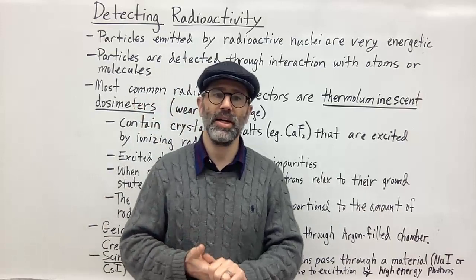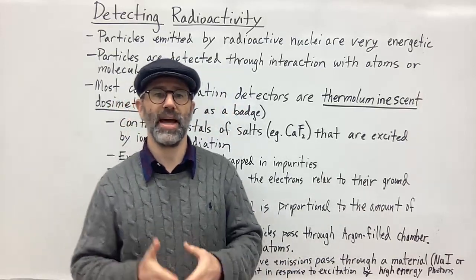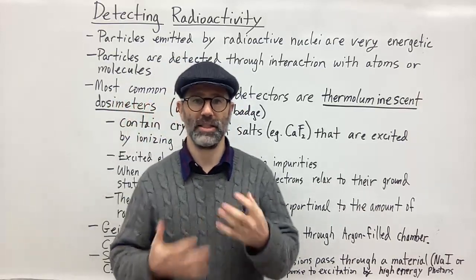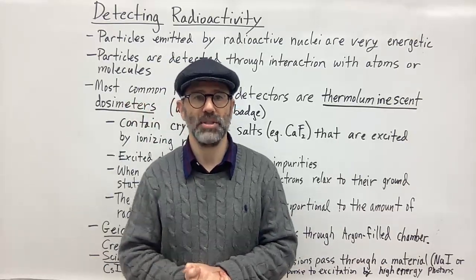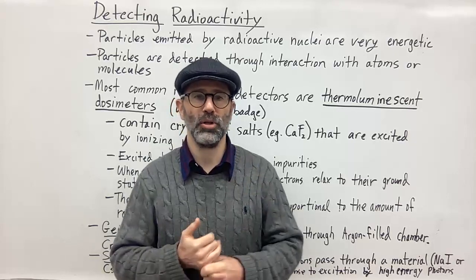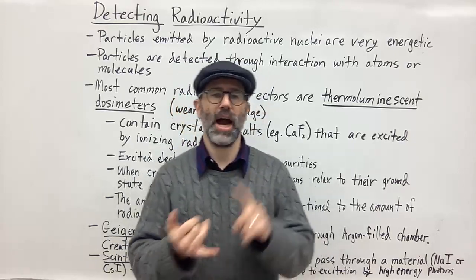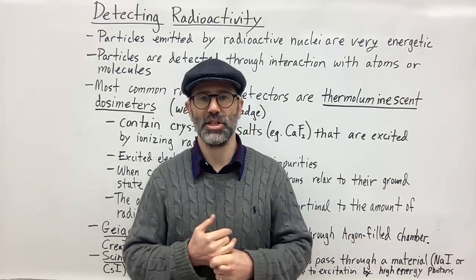So those are three ways in which we can detect radioactive decay or radiation being emitted from substances. We have our thermoluminescent dosimeters, we have our Geiger-Muller counter, and we have our scintillation counter.